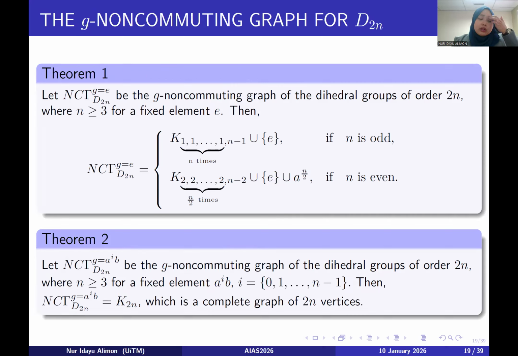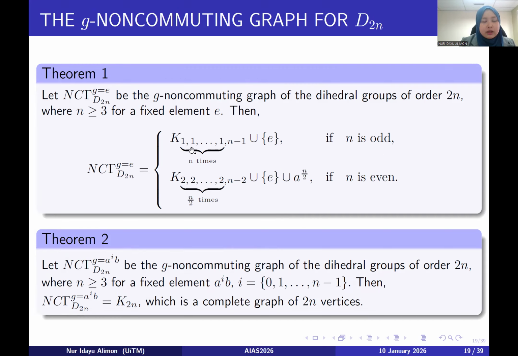Okay, so this is the general form of the g-non-commuting graphs when the fixed element g is equal to e. Then we have the multipartite graph union the isolated vertices. So we have isolated vertex e, and also isolated vertex a^(n/2), divided into two cases, n is odd and n is even.